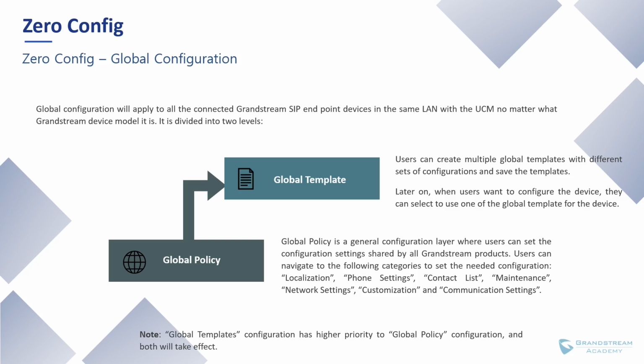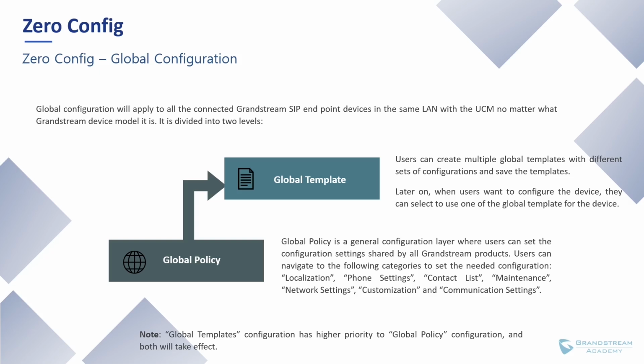Global configuration layer will apply to all the connected Grandstream devices in the same LAN with the UCM, no matter what Grandstream device model it is, and it is divided into two levels. Global policy, which is a general configuration layer where users can set the configuration settings shared by all Grandstream products. Users can navigate to the following categories to set the needed configuration, like localization, phone settings, contact list, maintenance, network settings, customization, and communication settings.